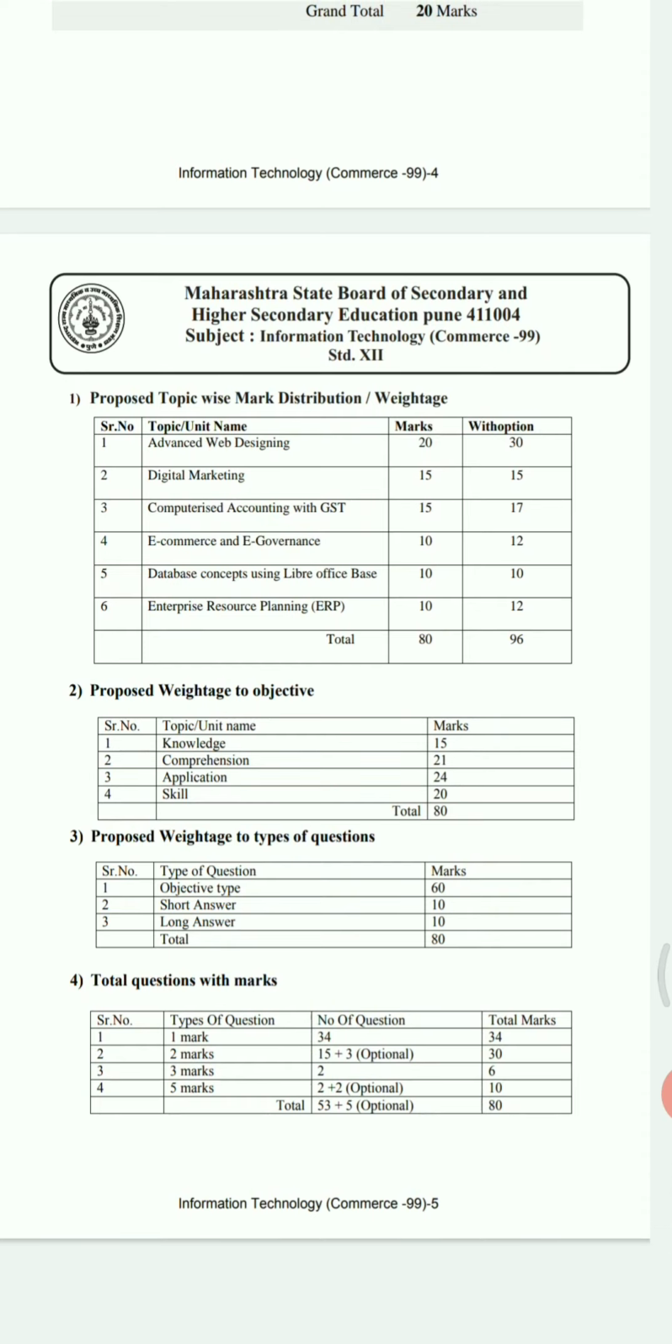The proposed weightage for the objective is also given, and the types of questions, total questions and marks are also given. So this is how you have to prepare accordingly for your midterm exam, then for your prelims exam, and then for your final exams or your board practical exams.